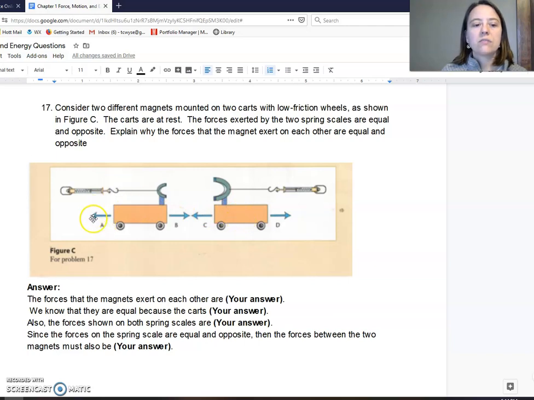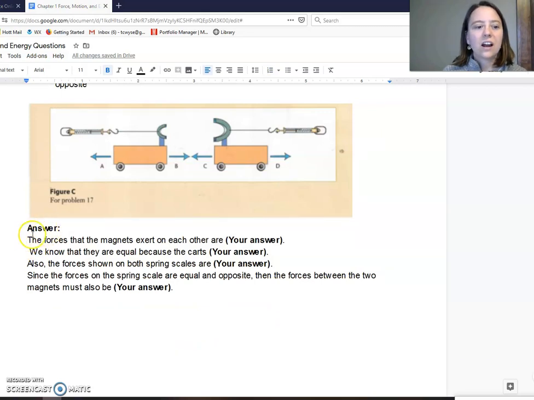So if there is a force A and a force D that are opposite and equal, then we know that forces B and C also have to be opposite and equal. Just like Newton's law says, for every force, there's an equal and opposite force. So even though this magnet is larger, the forces of attraction between those two carts are going to be equal and opposite.